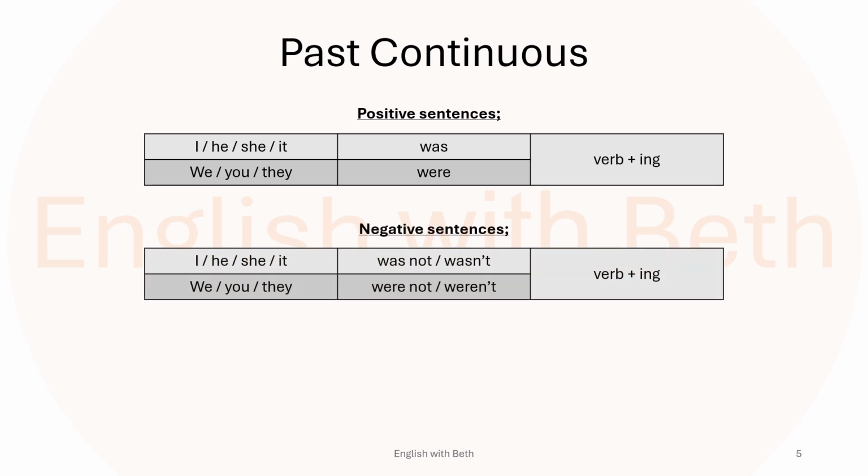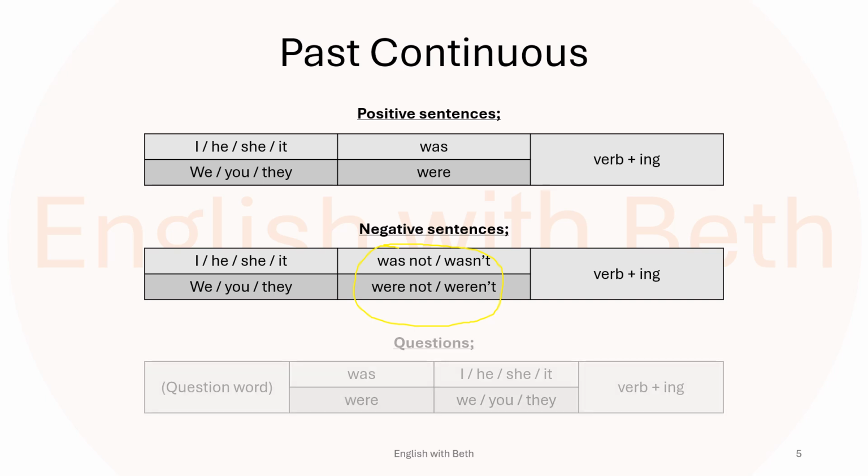To form negative sentences, we simply add not. So we have the subject plus was not or were not plus the verb and ing. And remember, was not and were not can be contracted to form wasn't and weren't. So I, he, she, it wasn't, we, you, they weren't.